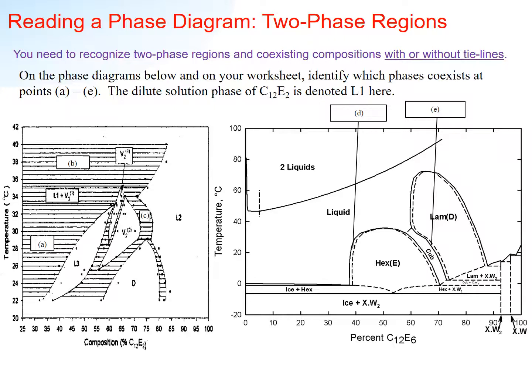So for C12E2 in water versus temperature, you have points A, B, and C. And then for the C12E6 in water as a function of temperature, you have points D and E. Remember, the L1 phase, the dilute solution phase, is not shown on the C12E2 phase diagram because it only goes down to 25 weight percent surfactant. So we know that there's a more dilute phase, but we can't see the ends of those tie lines.